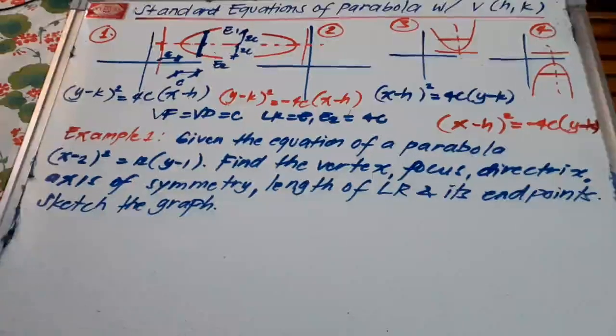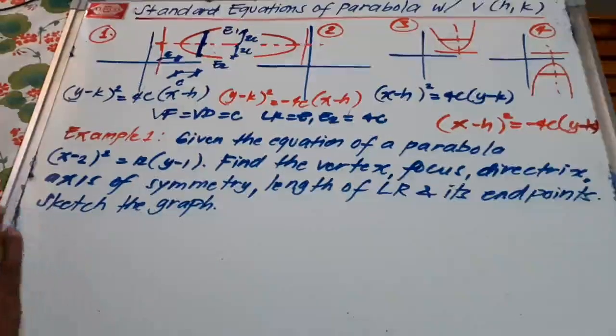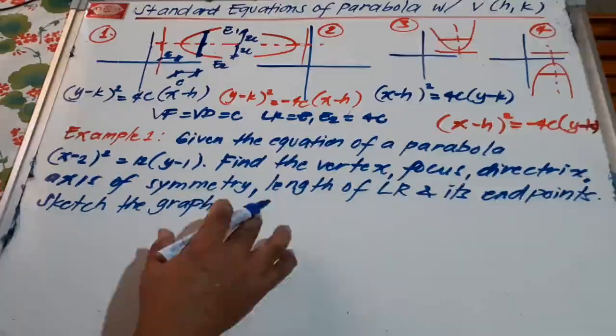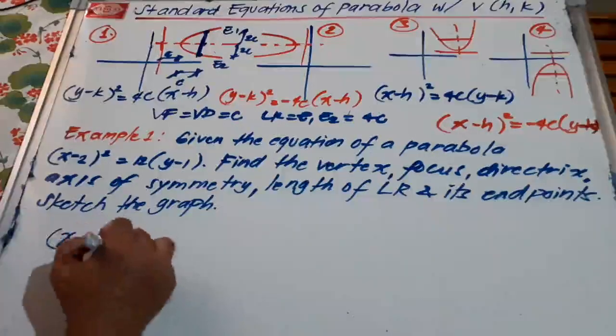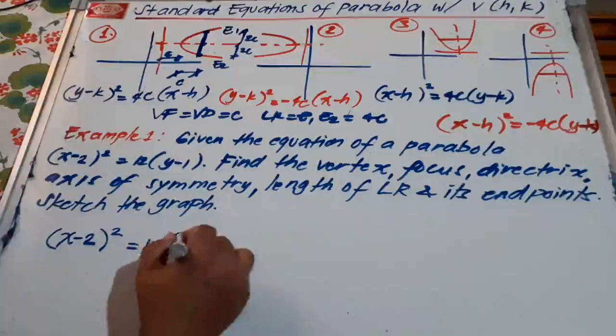Okay, what we're going to do to solve this problem is we're going to compare the given equation of the parabola to our standard equations of parabola with vertex at (h, k) so that we can determine kung saan yung curve of the parabola ay open. Okay? Kung siya open upward, open downward, open to the right, or open to the left. So, compare natin yung given equation of the parabola so that we can determine all of this. So, doon muna tayo. We have (x minus 2) squared equals 12 quantity (y minus 1).